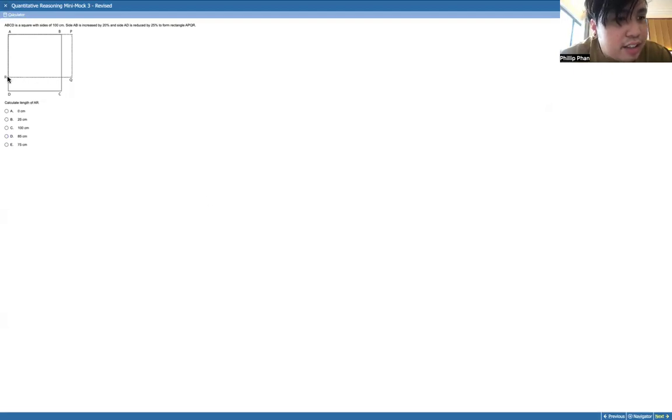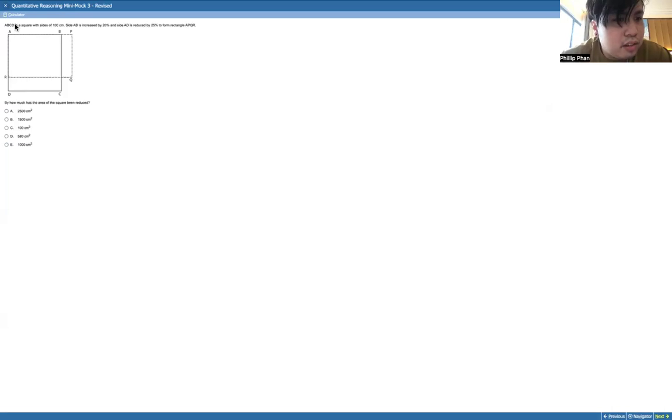Calculate the length of AR. It's been reduced by 25% to form that. So it's now the length. Sides of 100 centimeters, not area. See, you've got to read the information. AD reduced by 25%, 75. Calculate the area of ABCD, 10,000 centimeters squared. ABCD, 100 squared is 10,000.